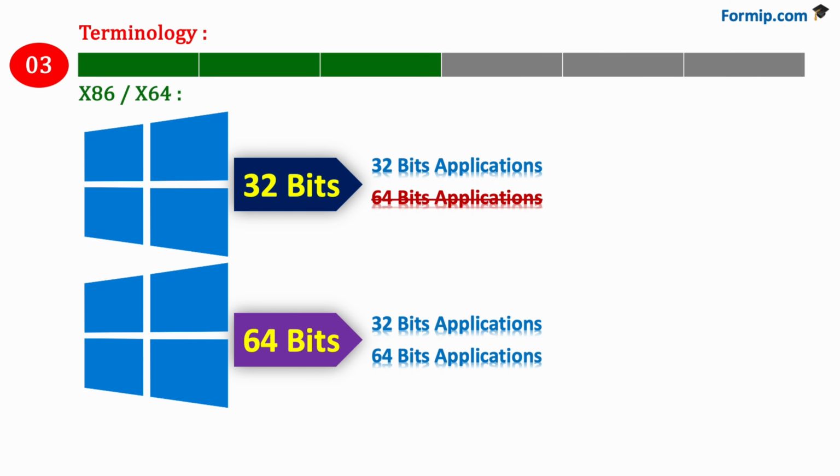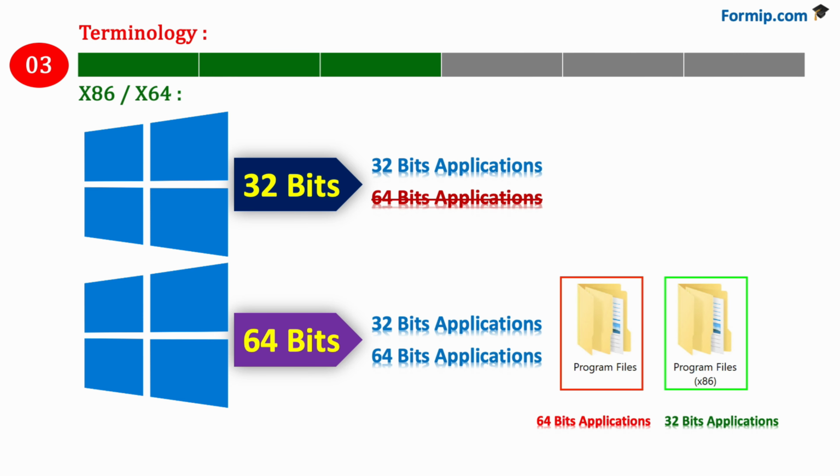This is why on 64-bit systems, you will find 2 program directories: the Program Files (x86) directory for 32-bit applications, and the Program Files directory for 64-bit applications.